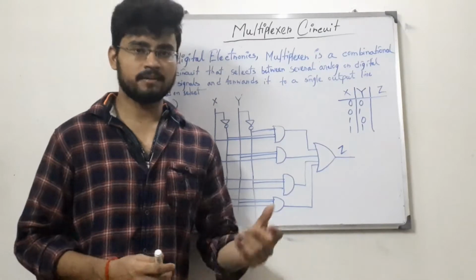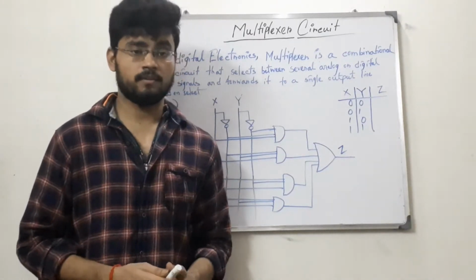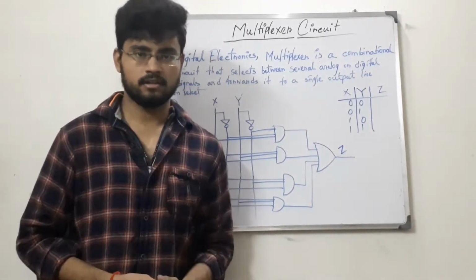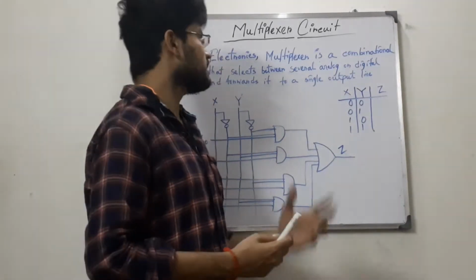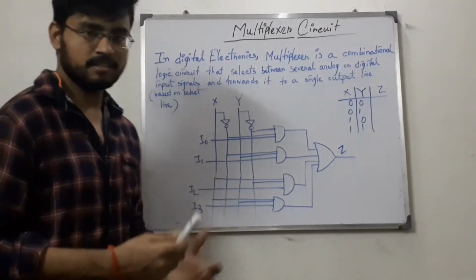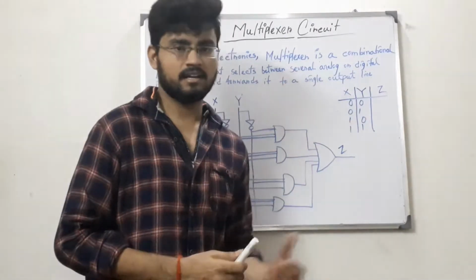decoder circuit: the 5 cross 32 bit decoder, 2 cross 4 bit decoder, or 3 cross 8 bit decoder. Now, in today's lecture, we will start a new topic, that is the multiplexer circuit. A multiplexer is also a combinational circuit like a decoder.